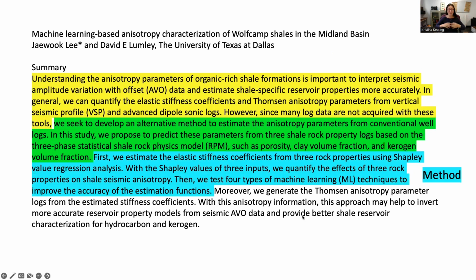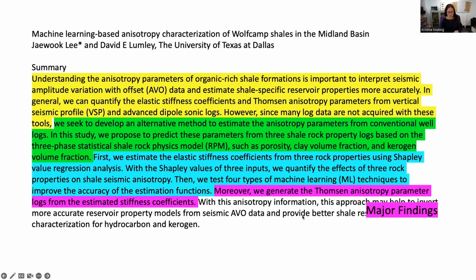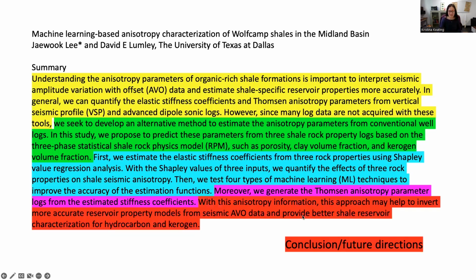And then there's the methods. We use the Shapley value regression analysis. We use it with 3 different inputs. We test the machine learning techniques to improve the accuracy of the estimation function. And then finally, the use of "moreover" here, I find a little bit confusing, but overall, they find that they can generate the Thompson anisotropy parameter logs from the estimated stiffness coefficients, and they give a conclusion and future directions. With this anisotropy information, this approach may help to invert more accurate reservoir property models from seismic AVO data.